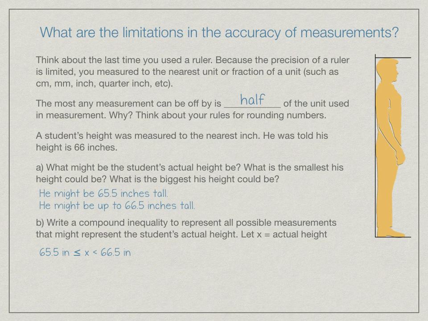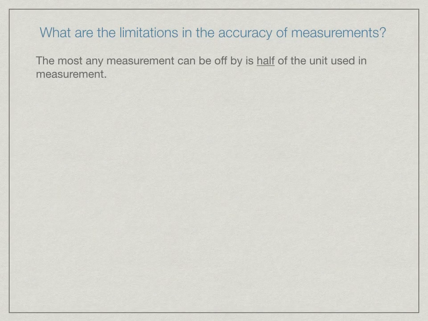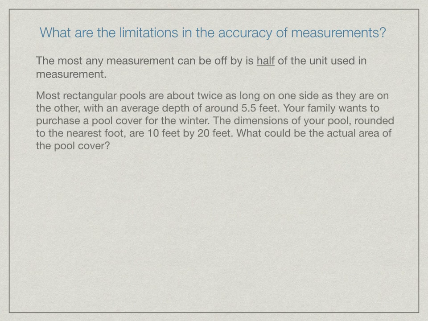So why is this important? A lot of real life problems involve a range of measures. And keeping in mind that the most any measurement can be off is half of the unit used in measurement, let's consider a rectangular swimming pool. Most rectangular pools are about twice as long on one side as they are on the other. Most have an average depth of about 5.5 feet. Your family wants to purchase a pool cover for the winter. The dimensions of the pool rounded to the nearest foot are 10 feet by 20 feet.